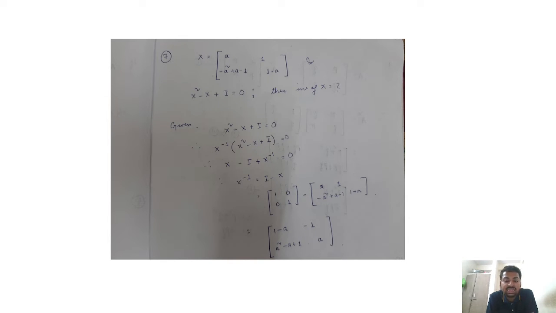So we see that the problem is becoming so simple. We don't have to do much calculation and we obtain the X inverse so easily. So you subtract the matrix X from the identity matrix. So we have 1 minus A, minus 1, A square minus A plus 1, and A. Okay, this is this type of problem.